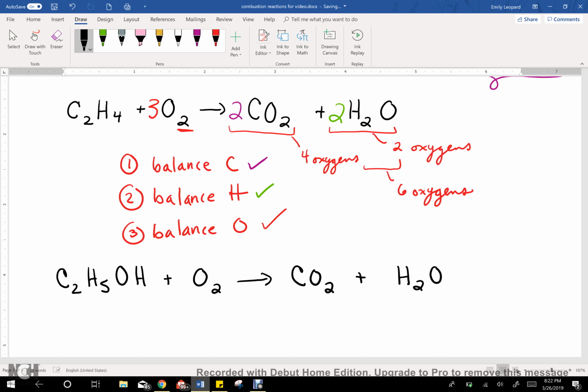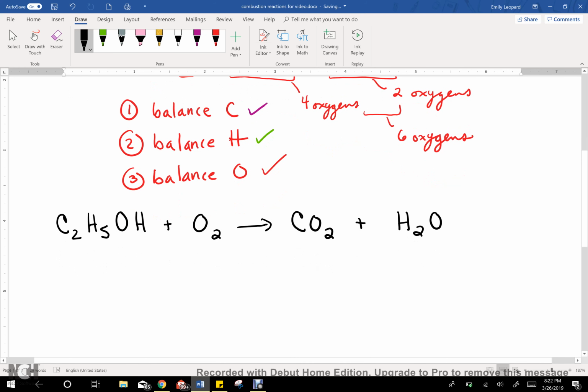Okay. So now, just like before, we're going to go through our steps to balance our equation. So start with carbon. So on the left, I've got 2 carbons. On the right, I've got 1. So I should have 2. Okay, so now those are good. Then I want to do my hydrogens.